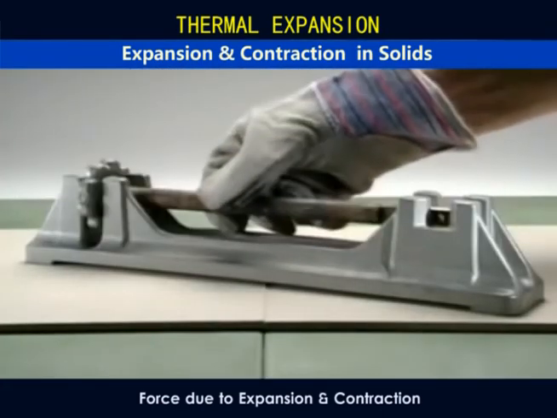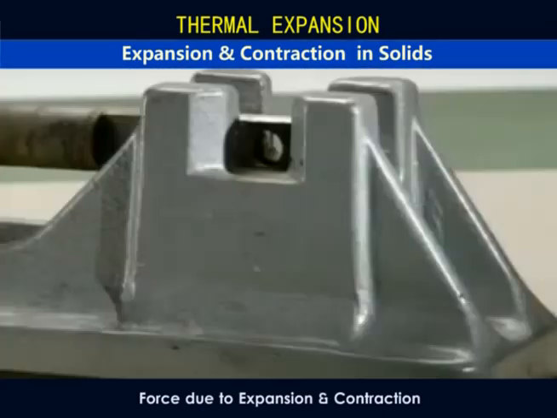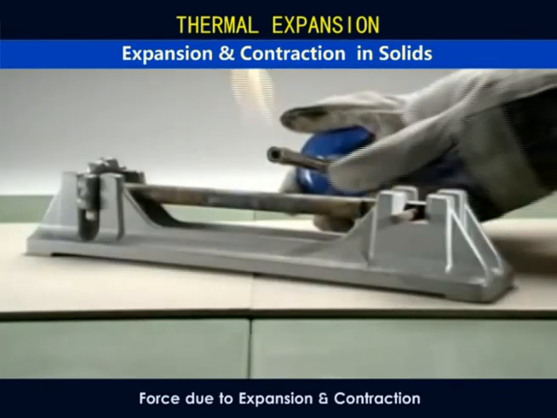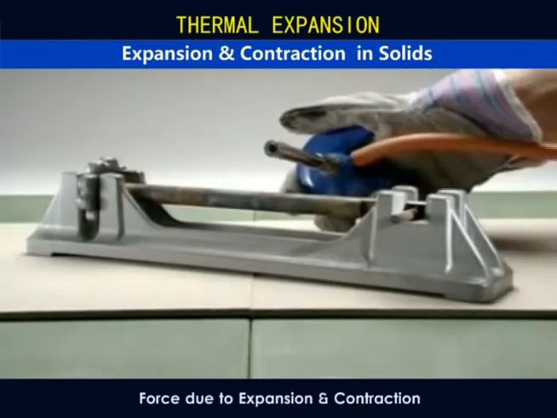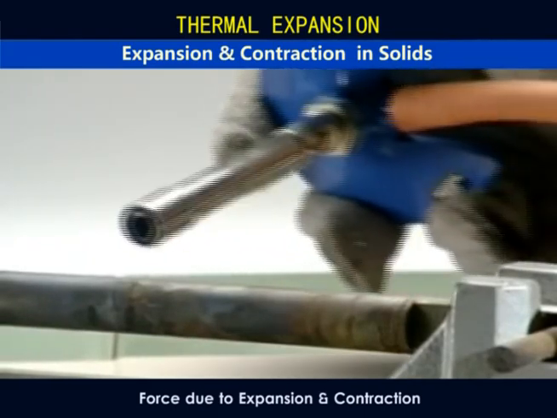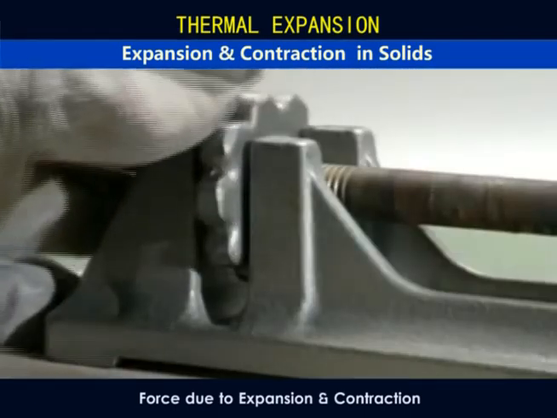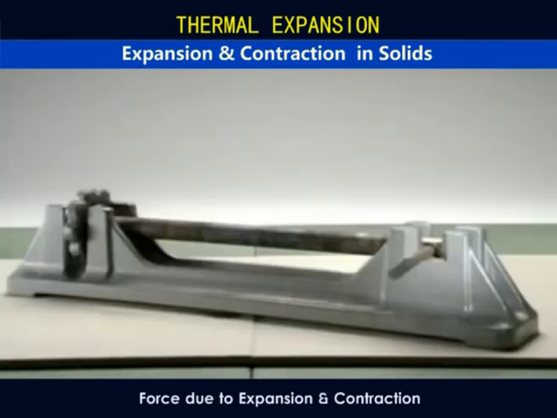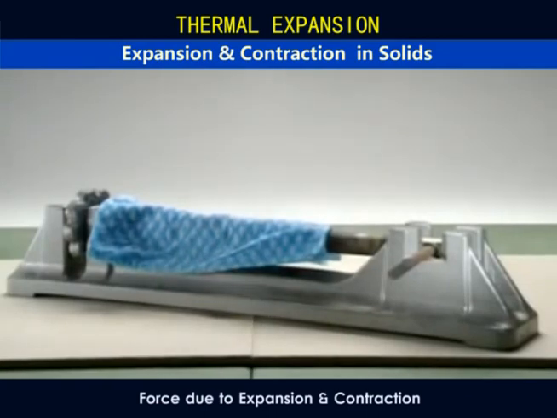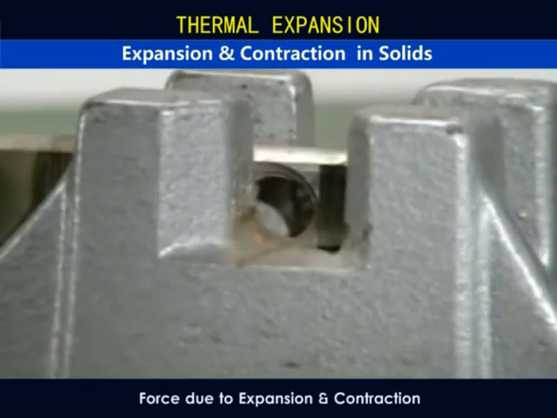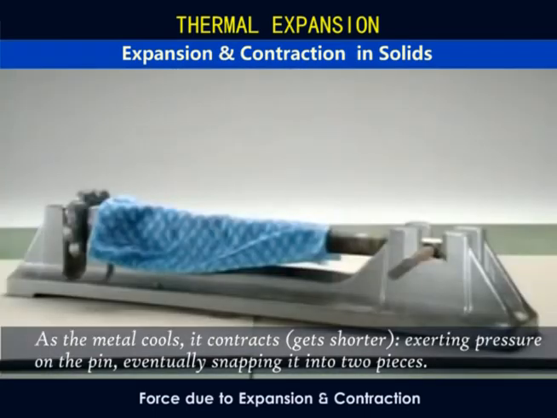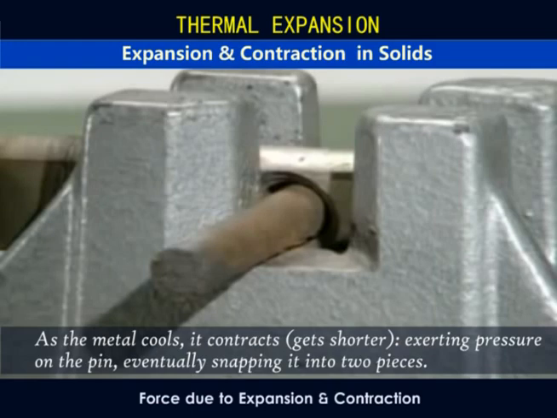Consider this thick metal bar resting on a frame. Insert a cast iron pin through the hole on one end. Heat the bar for about 10 minutes. The bar expands and gets longer. Tighten the nut to hold the bar tightly as it cools. Watch what happens to the pin. As the bar cools, it contracts. It gets shorter. The increasing force on the pin eventually snaps it into two.